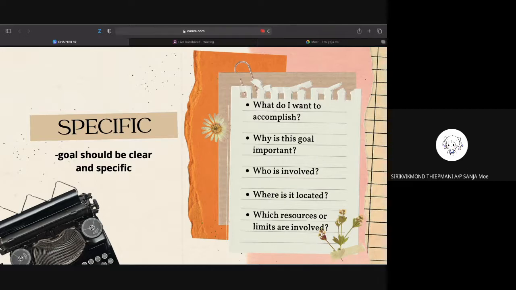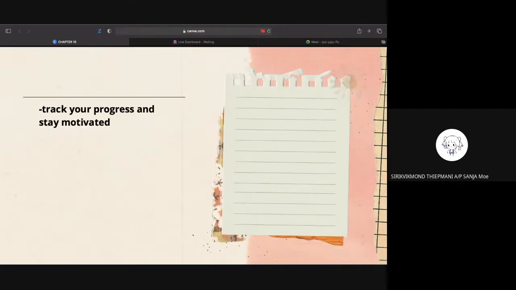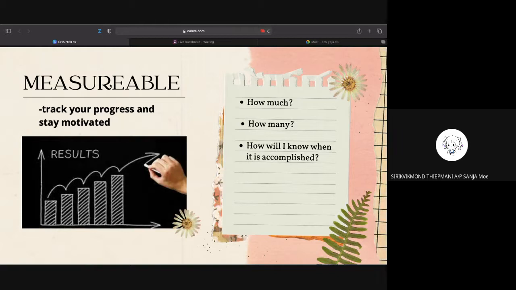But the second one is measurable. It's important to have measurable goals so that you can track your progress and stay motivated. Assessing progress helps you to stay focused, meet your deadlines, and feel the excitement of getting closer to achieving your goal.